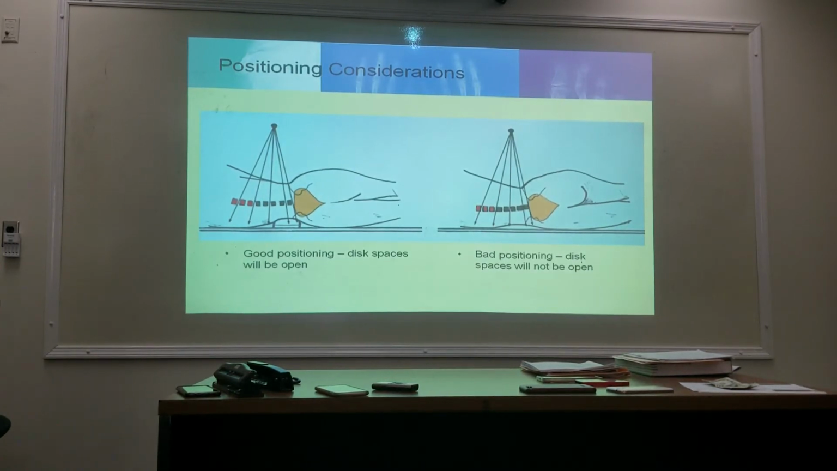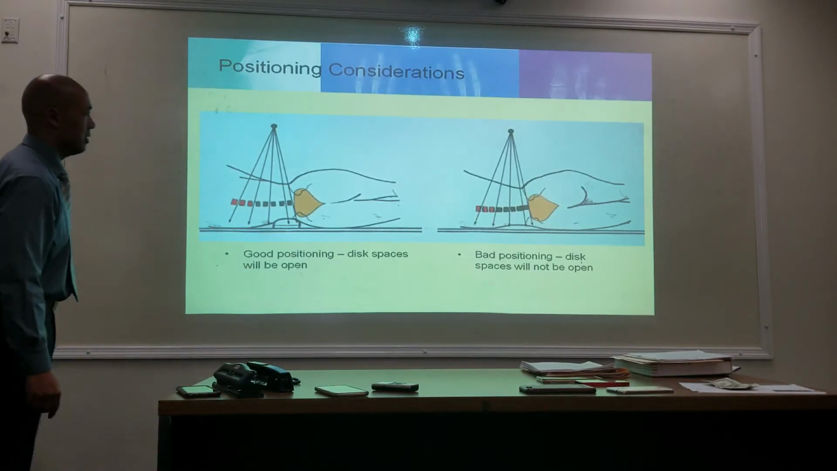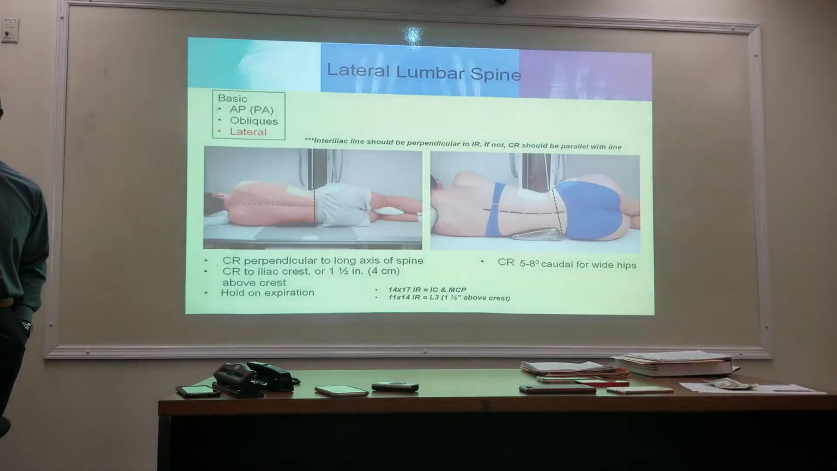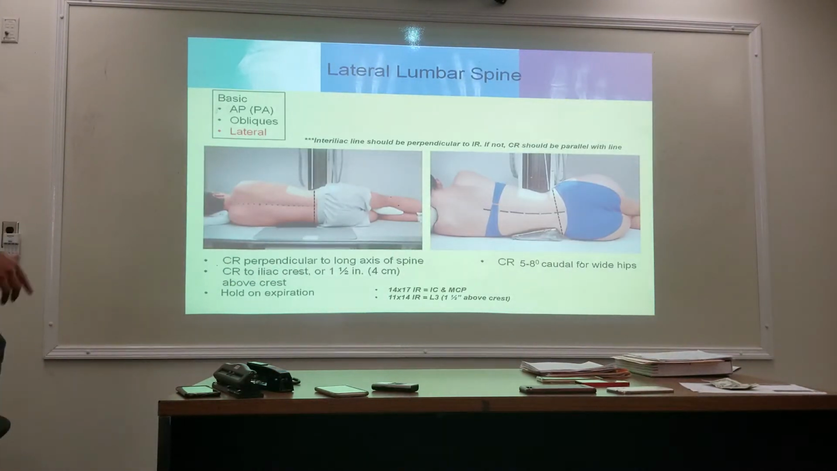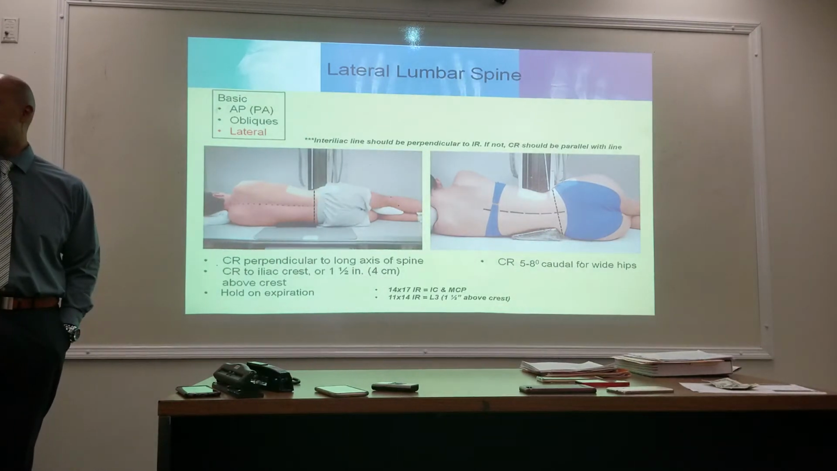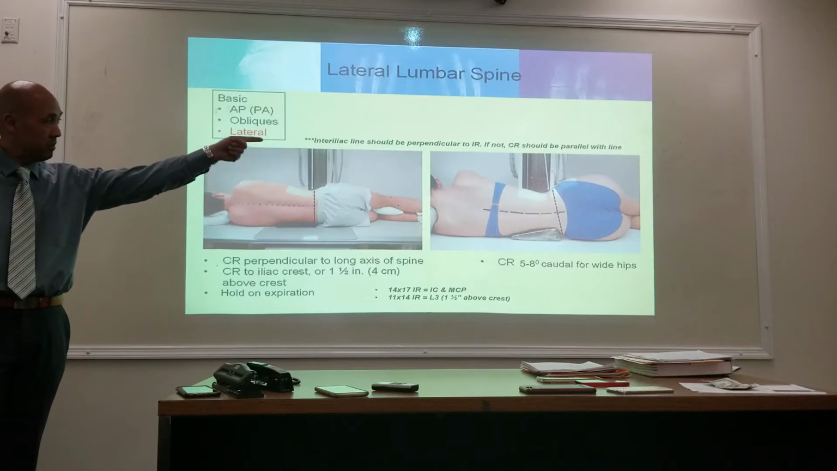So the back is nice and straight, the disc should be open. If there is a tilt to the hip, the disc spaces are going to get closed. So make sure you bolster your patient up so that the interiliac line is perpendicular with the image receptor. And if not, then again, just match the line with your central ray.